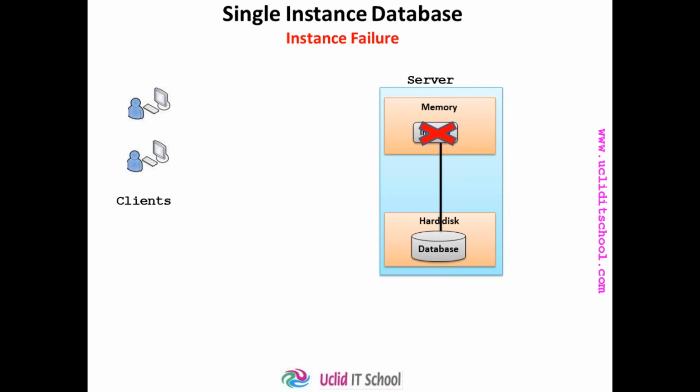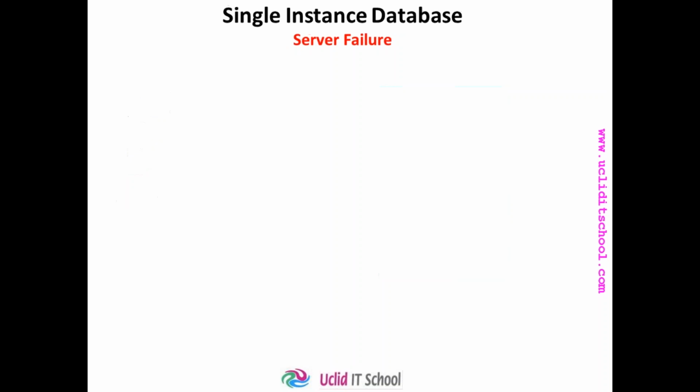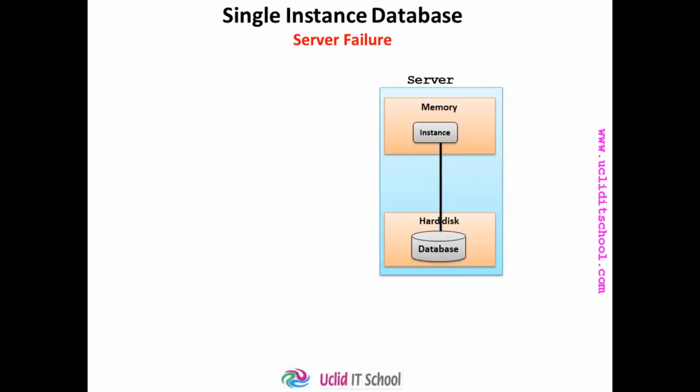So whatever may be the reason, when the instance fails, all the connected clients will lose the connection. There is no way to access the data now. So technically you say your database is not available for business now. If you are on a tight SLA, you are not meeting that SLA for high availability. This is one drawback, right?